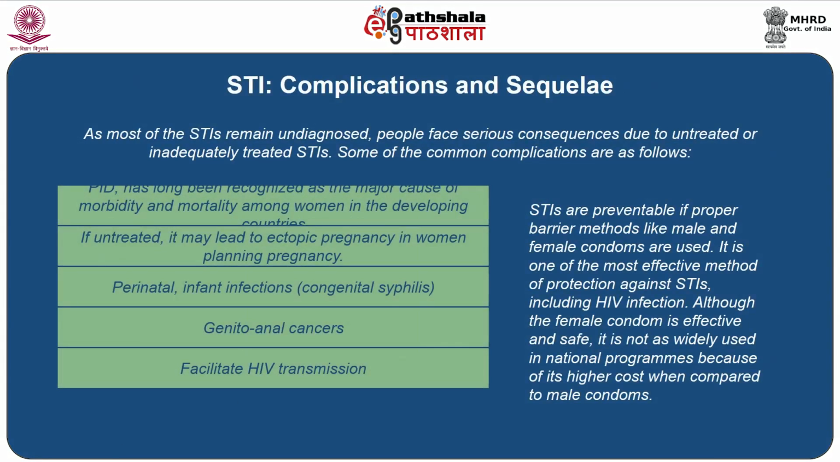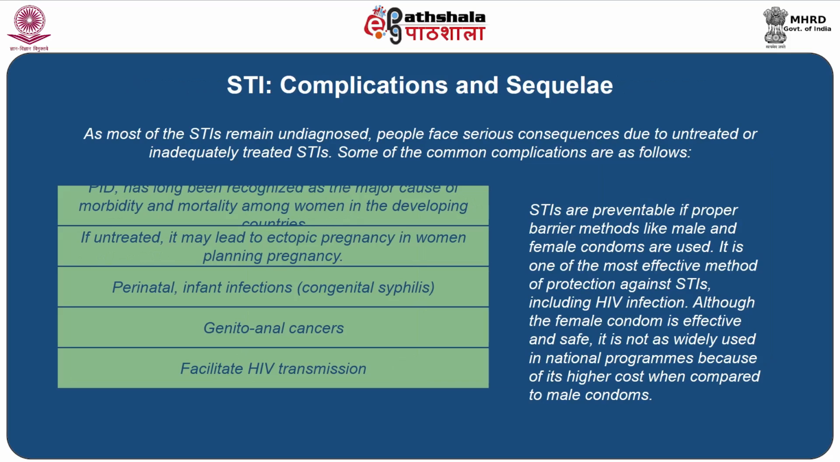As most of the STIs remain undiagnosed, people face serious consequences due to untreated or inadequately treated STIs. Some of the common complications are as follows. PID, that is, pelvic inflammatory disease, can be caused by chlamydia, gonorrhea, or bacterial vaginosis-associated organisms. It has long been recognized as a major cause of morbidity and mortality among women in developing countries, and has been associated with severe long-term sequelae such as infertility, ectopic pregnancy, and chronic pelvic pain. If untreated, it may lead to ectopic pregnancy in women planning pregnancies.